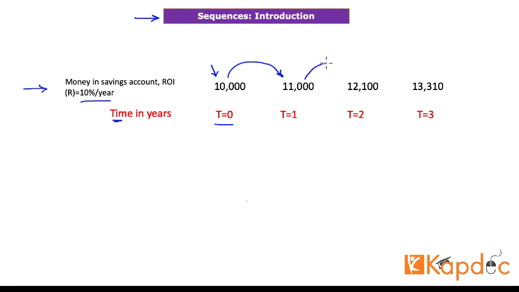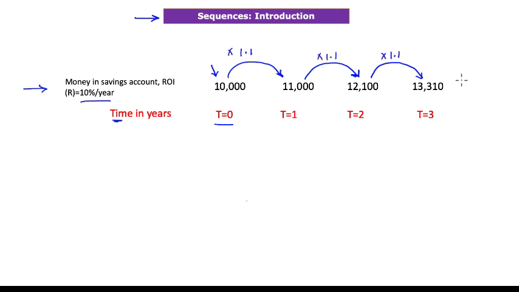Then just like that, it goes from 11,000 to 12,100, assuming you still don't take it out from your bank account, and likewise it will go one more year. So at the end of the third year, you have $13,310 in your bank account, right? Every year your money gets multiplied by a factor of 1.1.